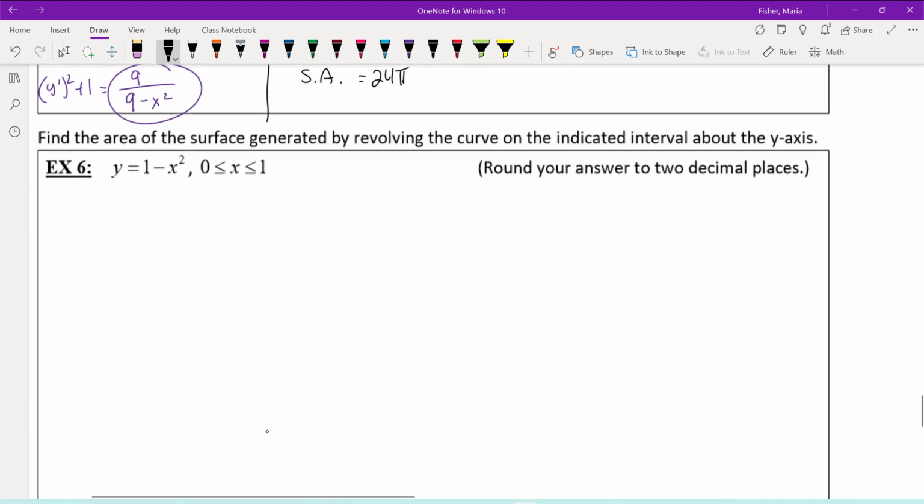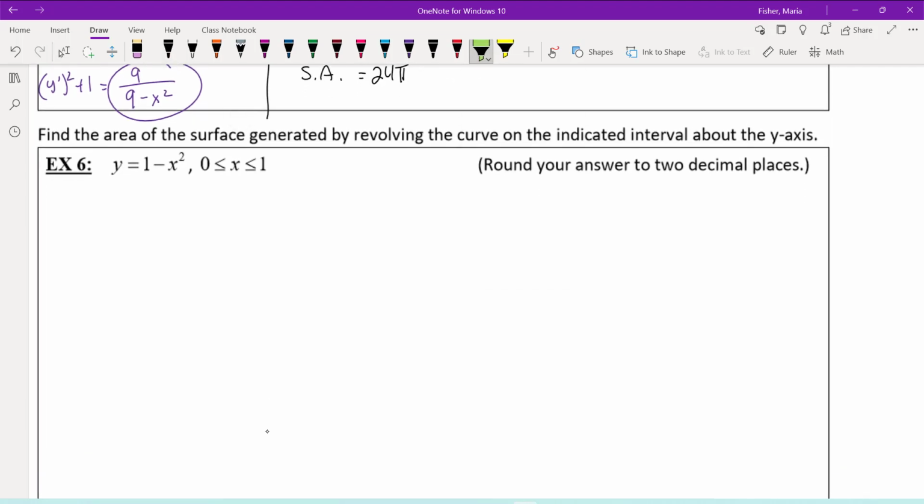Let's look at the last two. The last two have us revolving around the y-axis. The first thing we do is try to figure out the radius. So we have some function and we're revolving it around y. What's this distance over here? The distance I'm moving is an x distance, right? That's an x distance. This is a function of x, and x is already an x. Therefore, here my radius is just going to be x.